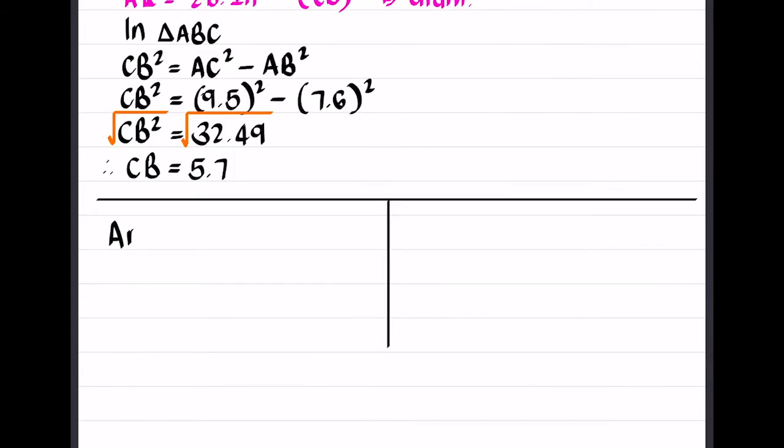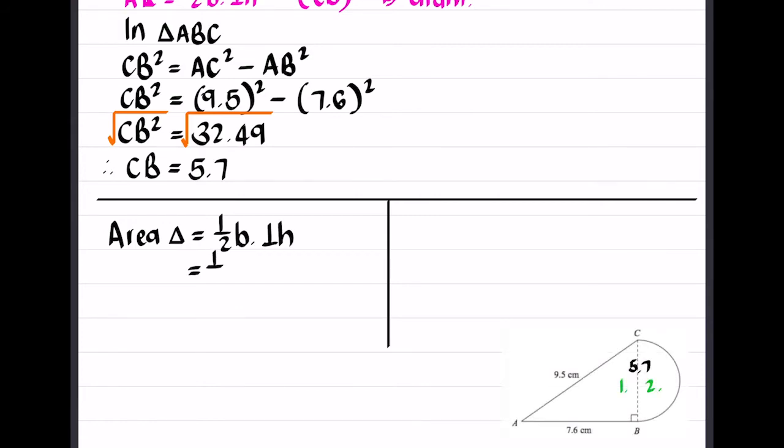So the area of my triangle is equal to a half base times the perpendicular height. So that is equal to a half times the base, which is 7.6, times the perpendicular height, which we've just calculated now as 5.7. So that gives me an area of the triangle being 21.66 centimeters squared.